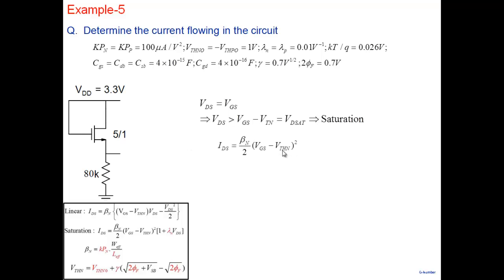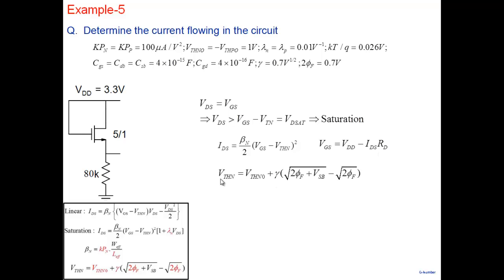Now, what I don't know is what this VTHN is in this case, because the source and the body are at different points here. So I don't know VGS directly either. VGS is VDD, which I know, minus this voltage here, the source voltage, which is IDS times RD. So that's another expression for current that I get.